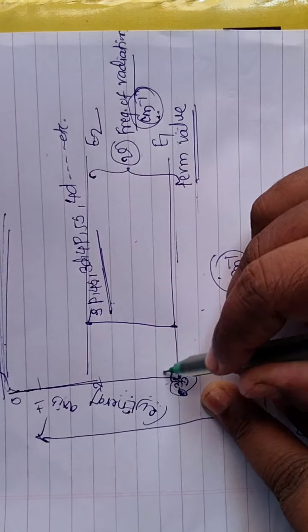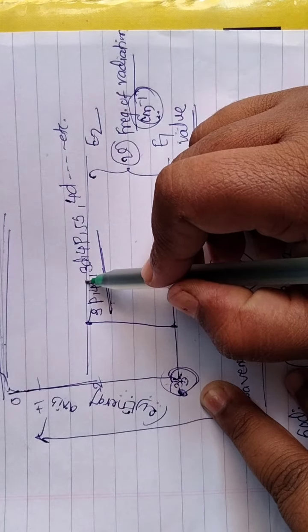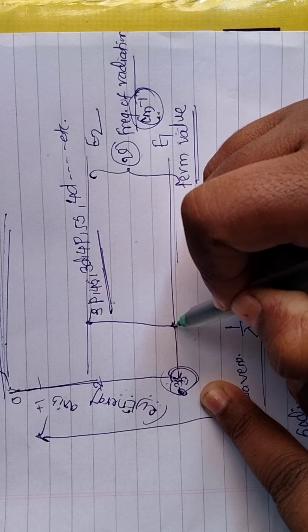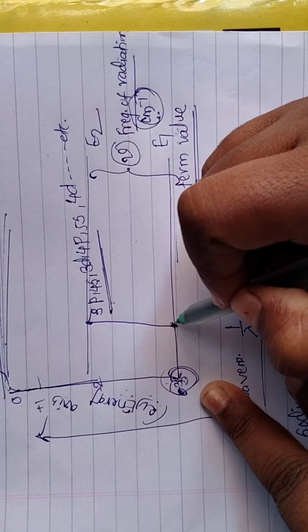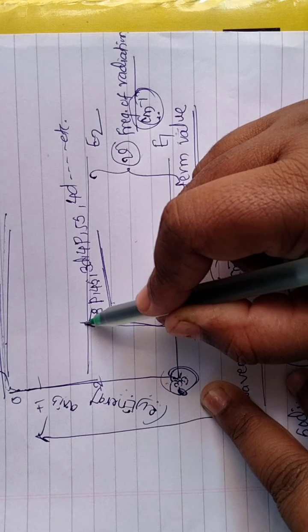This is a low energy level as compared to this level. So the electron in this 3s level can jump or be excited to this higher energy level.